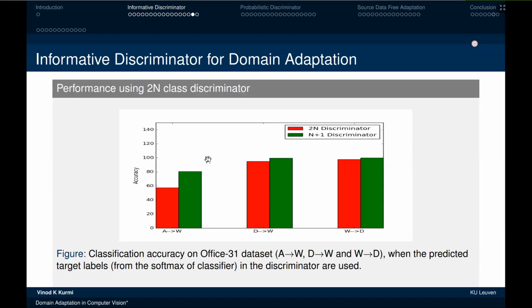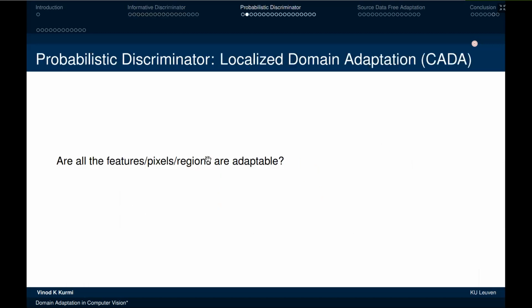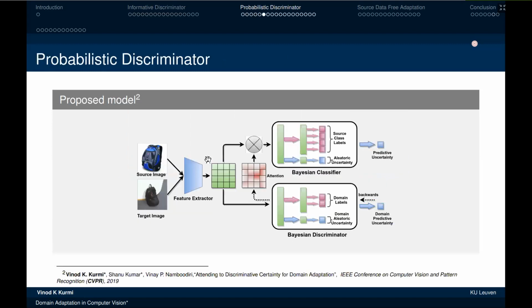Yes, that's it. Essentially, the Bayesian discriminator is only telling which part of the image it got the cue from to say if it is the source domain or the target domain, right? Yes, that's it. Okay.